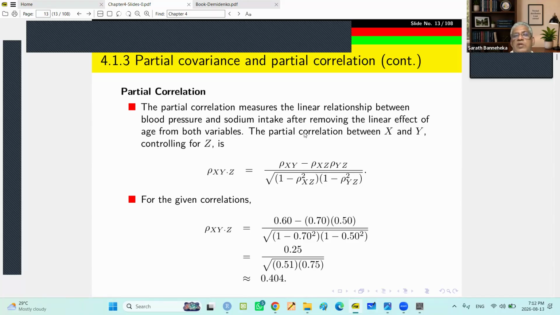The partial correlation between x and y controlling for z is given by this formula here. So if we substitute the marginal correlations that we have in this formula, we get 0.404 as the partial correlation between x and y after controlling for z.